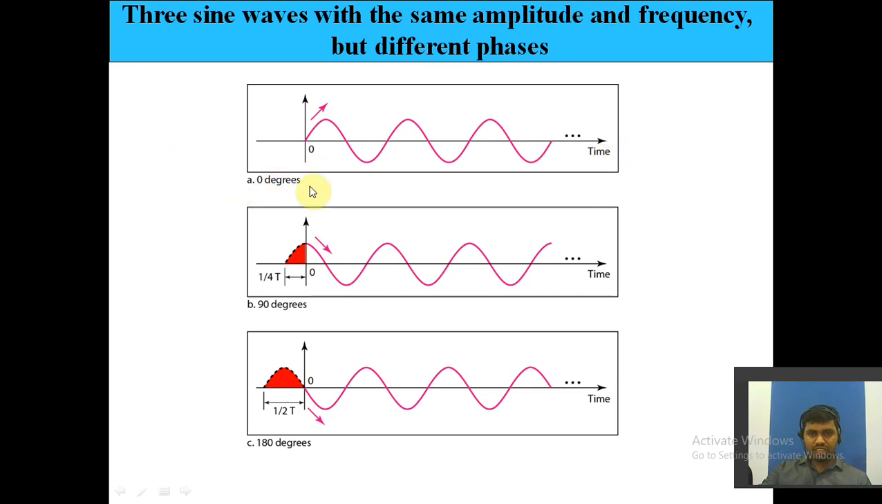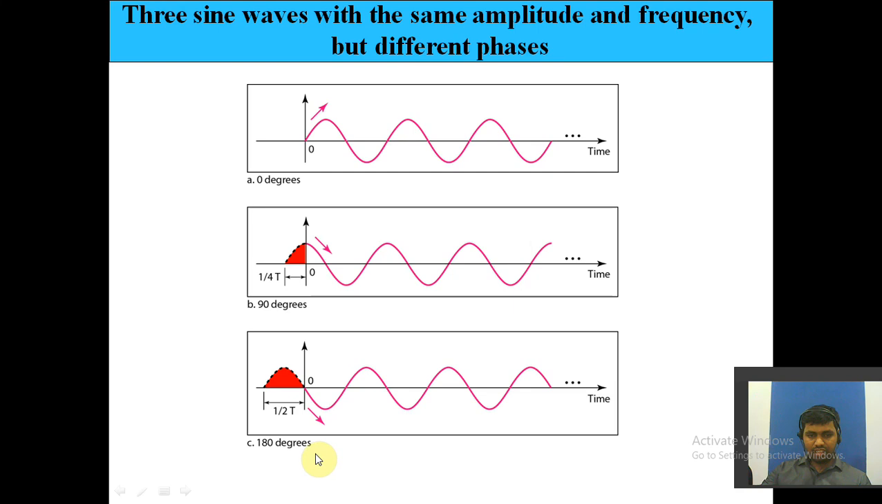At 0 degrees, the wave starts from 0. This is a sine wave with the same amplitude and the same frequency. Coming to 90 degrees, here we are using a quarter of the timeline. Here also we are using the same amplitude and the same frequency. This is also a sine wave, with time and value axes. It produces the same amplitude and the same frequency at a different phase, 90 degrees.